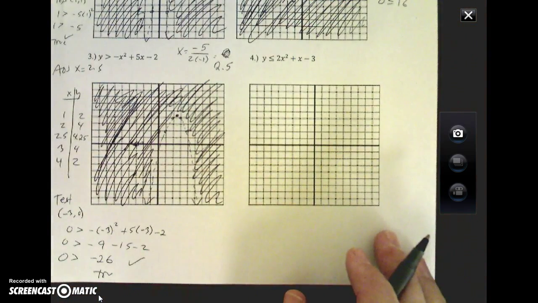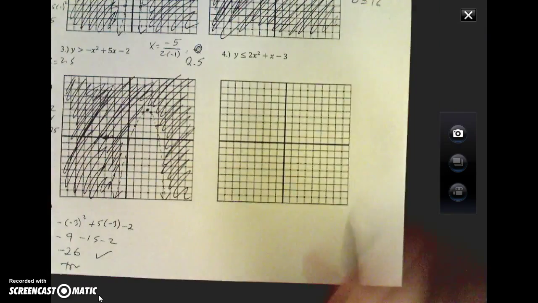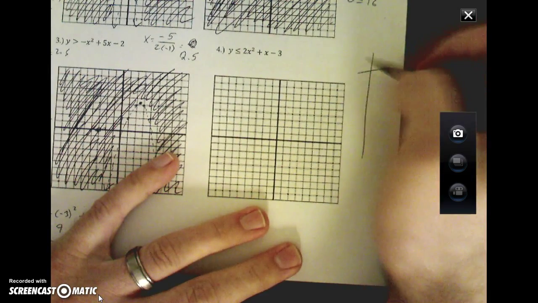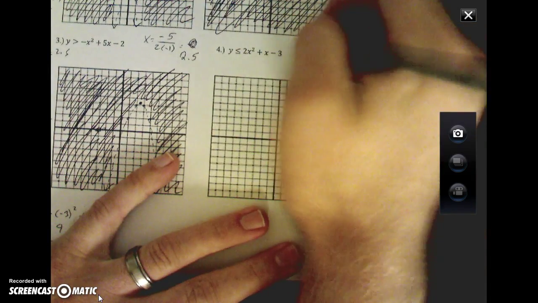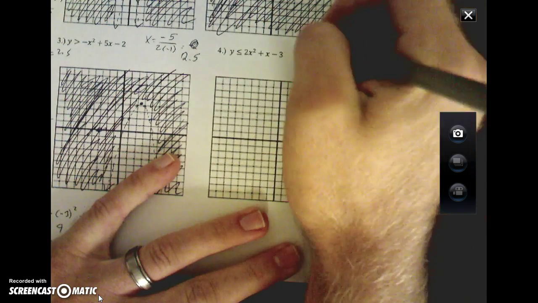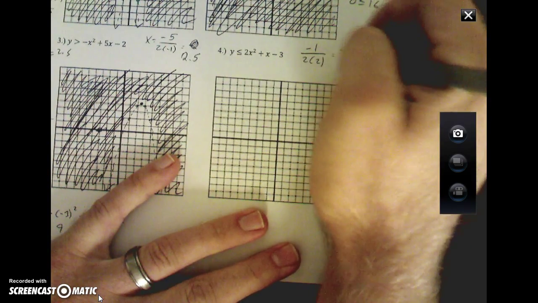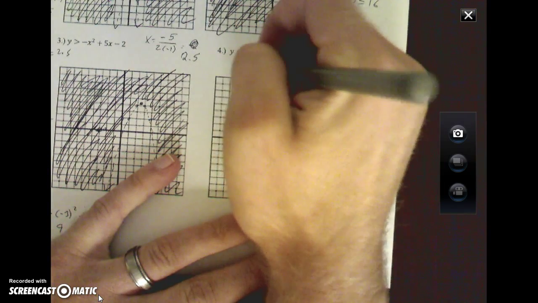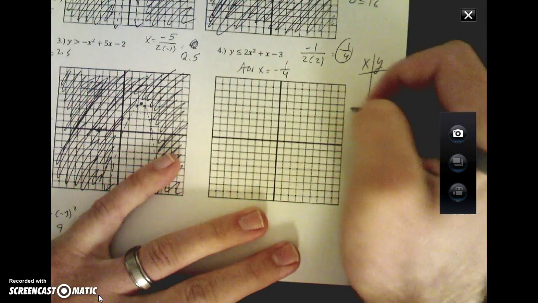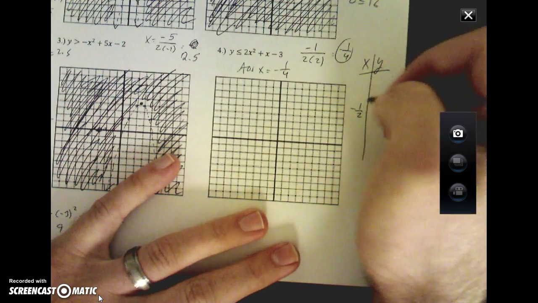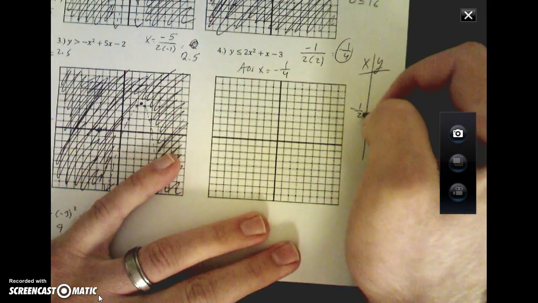Y is less than or equal to 2x squared plus x minus 3. Much the same. Negative b is negative 1. My b is 1. Divided by 2 times a. 2 times 2. I have negative 1/4. So AOS is x equals negative 1/4. Now, negative 1/4. My bad. Yeah, there we go.